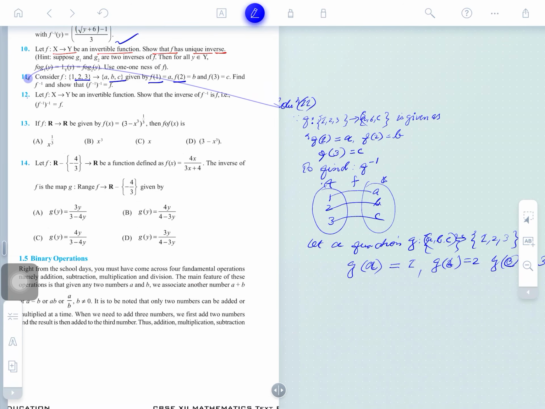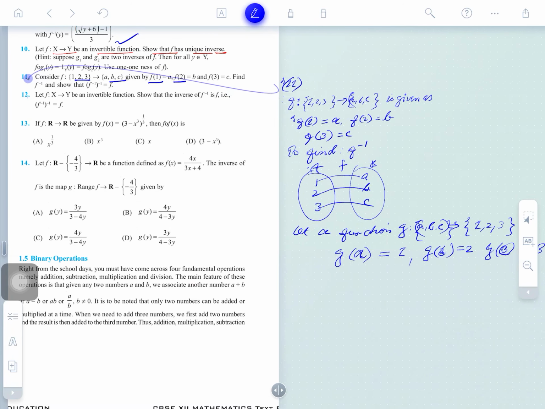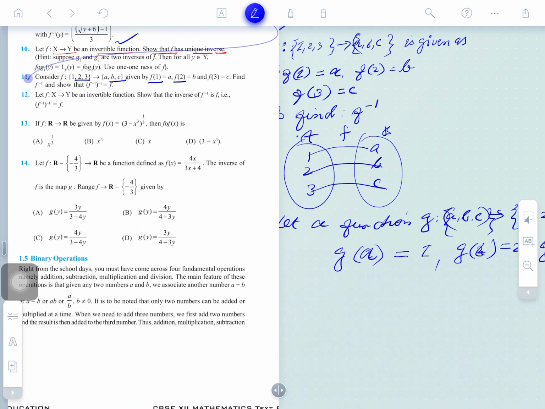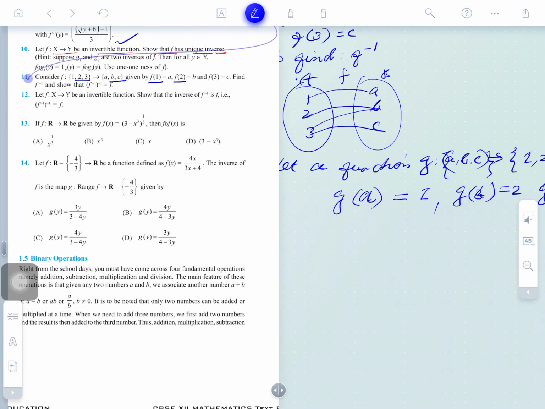What does this mean here? Suppose this type of situation occurs, that g of b will give you 2 and g of b will give you 3. It means for such a g function, for the same domain element the images are different. So we can say here its inverse is not possible.